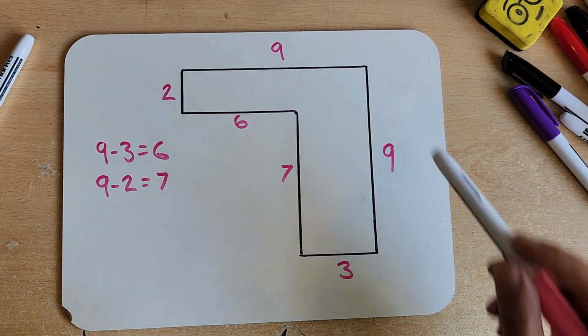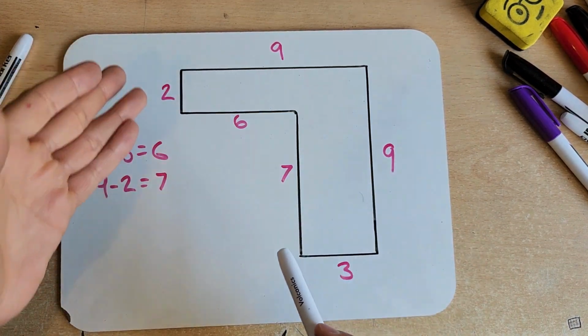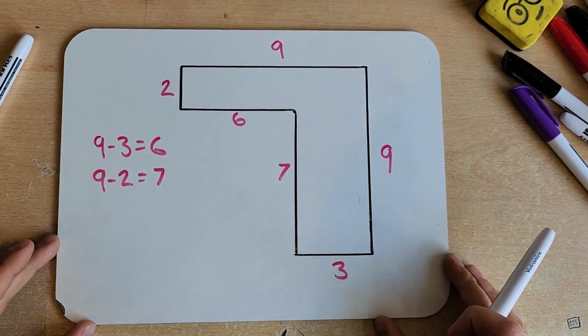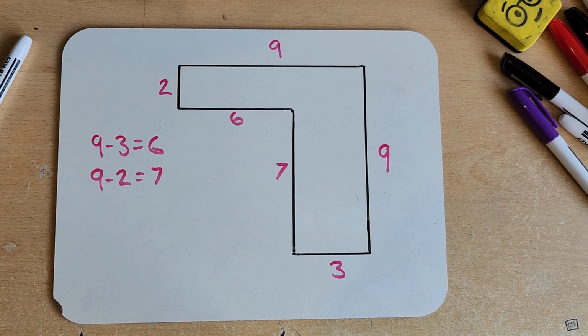So here we find the missing lengths. 9 minus 3 gives us 6. 9 minus 2 gives us 7. Okay, so we found the missing lengths. That's awesome. Let's go ahead and find the perimeter.